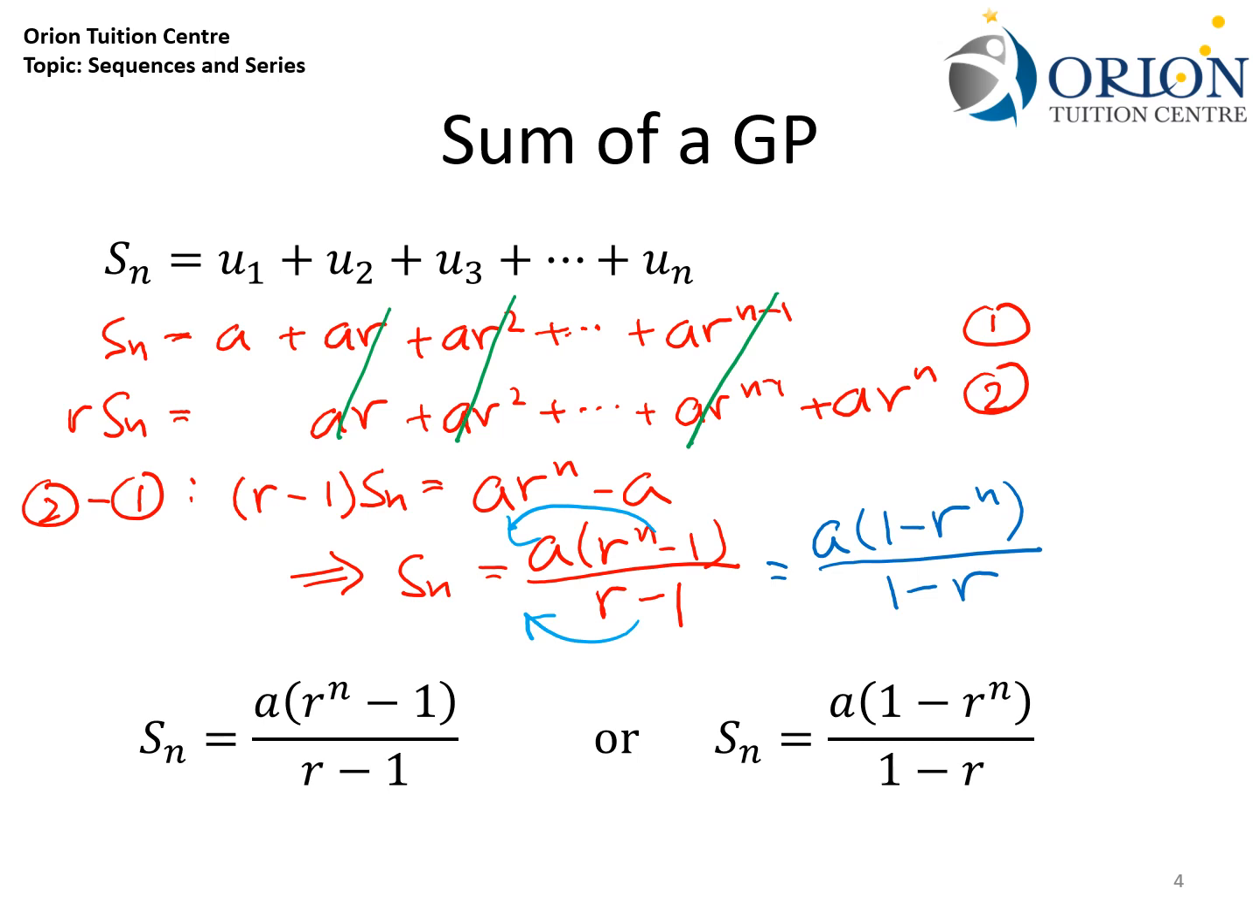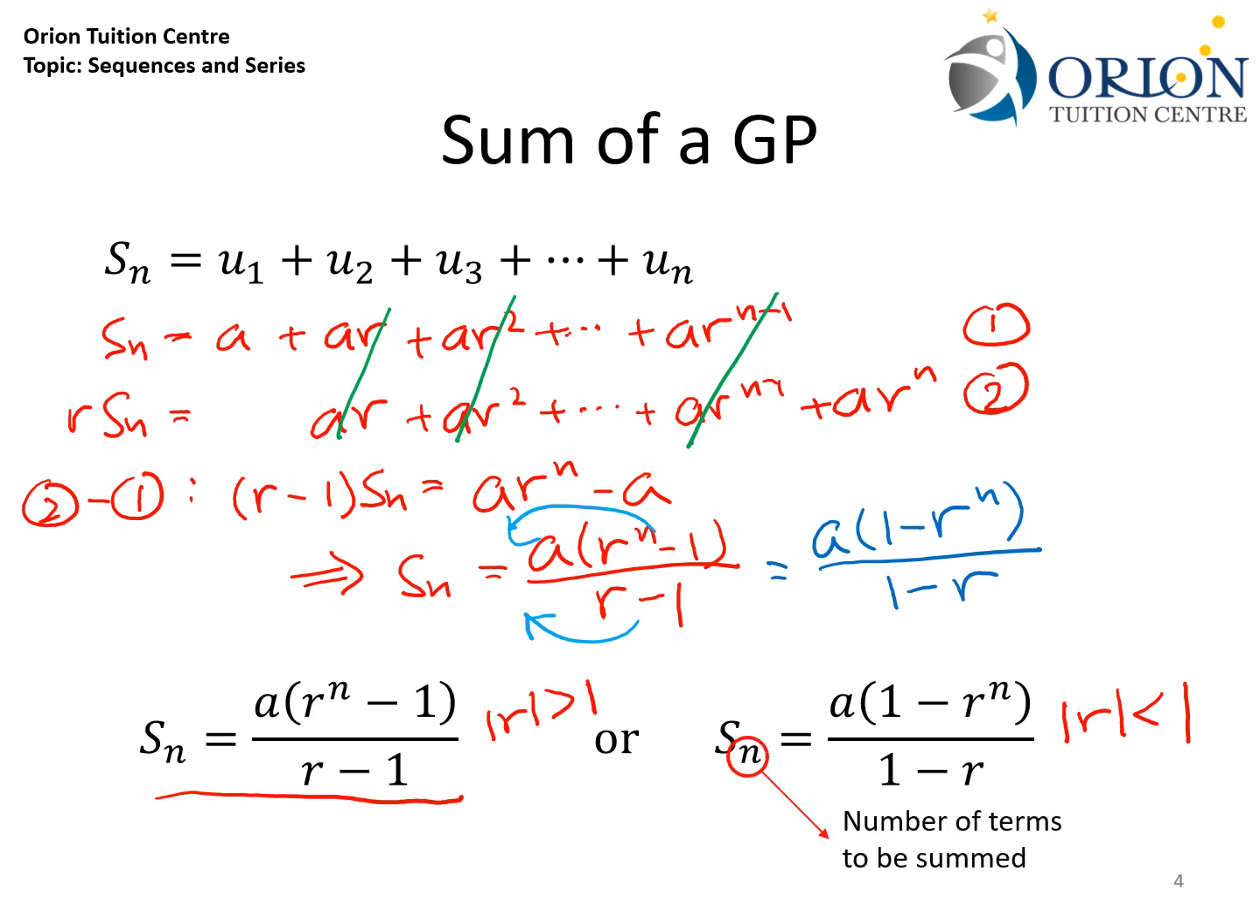You should note that both formulas are equivalent and we will be able to use either one to obtain the same answer. But as a general guideline, I would advise that for this first formula, we will use it when mod r is more than 1. And for the second formula, we will use it when mod r is less than 1. And in the sum of n terms in a GP, n again represents the number of terms to be summed. And to find out Un, we can take the difference between Sn and Sn minus 1.